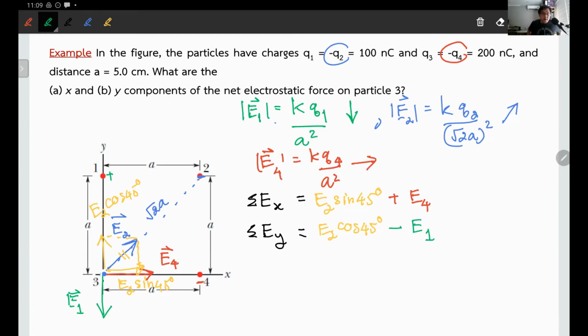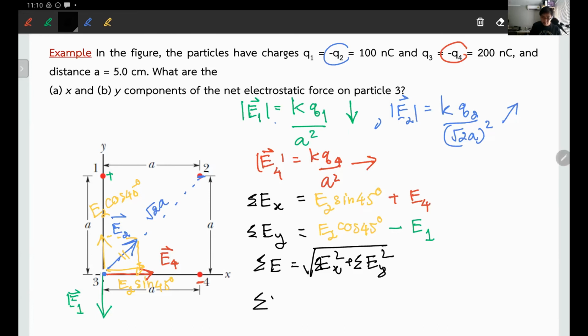Looks good. Once you have the net electric field along the x-axis and along the y-axis, the net electric field is going to be the Pythagorean theorem again. The numbers are not going to be so nice here. You just add them up with the help of the Pythagorean theorem, and you get the net electric field at the position of charge number 3. And then you can get to the final answer.